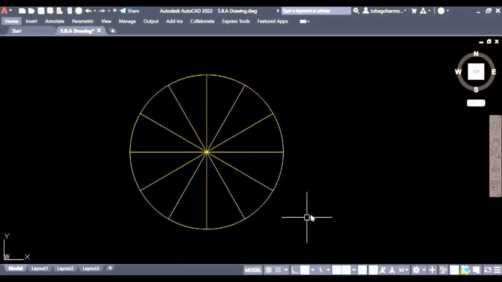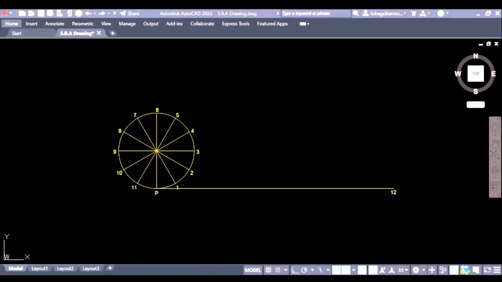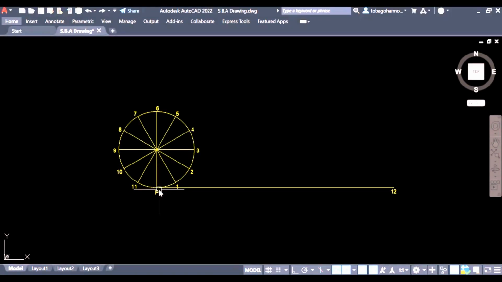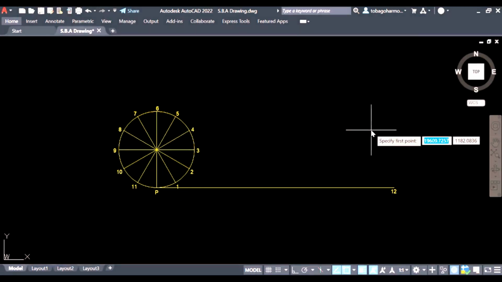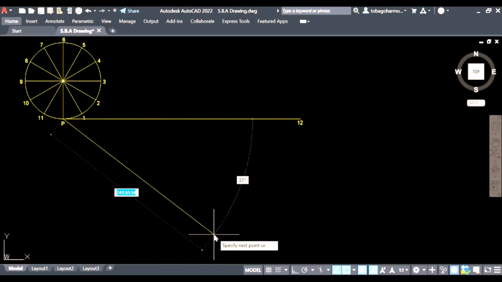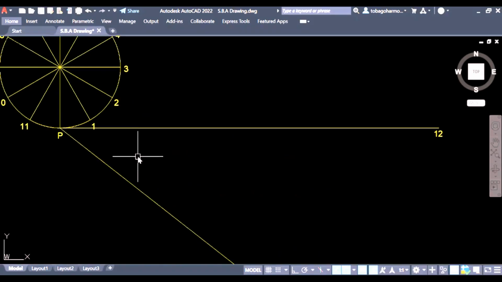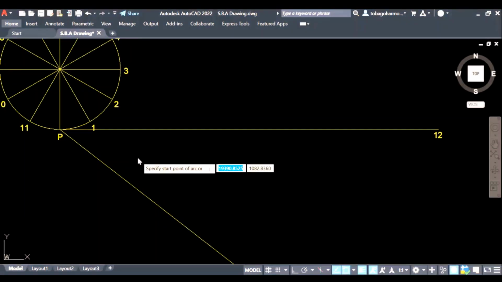Right, so we have our circle fully divided into 12 parts, and off camera I have numbered the lines 1 to 11, and then there's P at the base. That's the point that we will be tracking in order to create the cycloid. Also, you'll see line P12, and line P12 is equal in distance to the circumference of our circle. Now we want to divide line P12 into 12 equal parts.